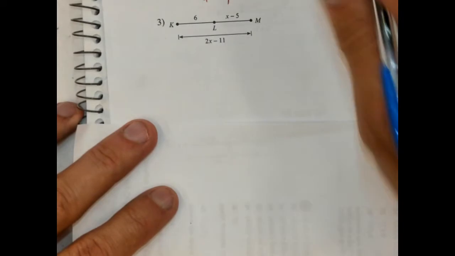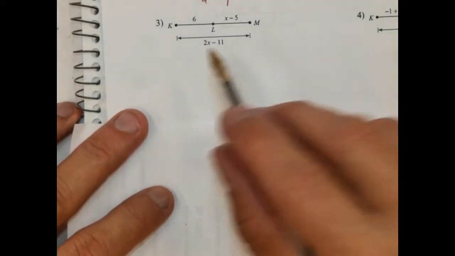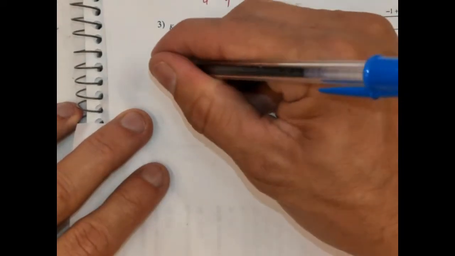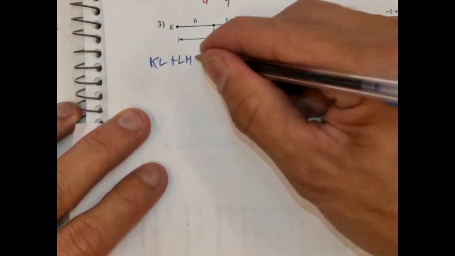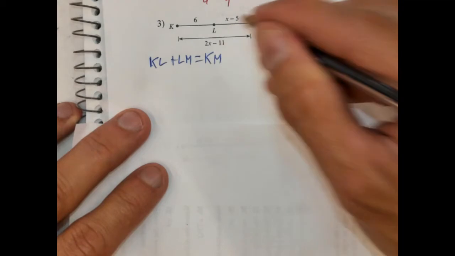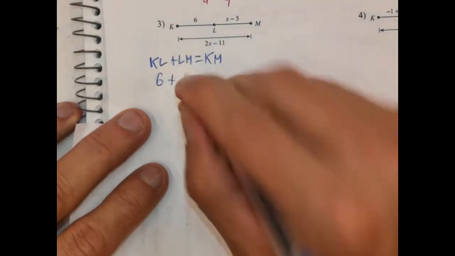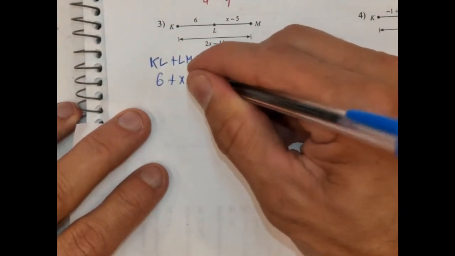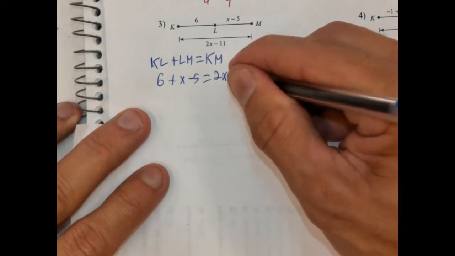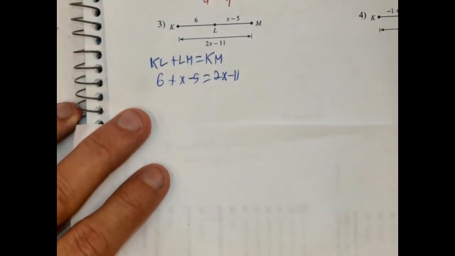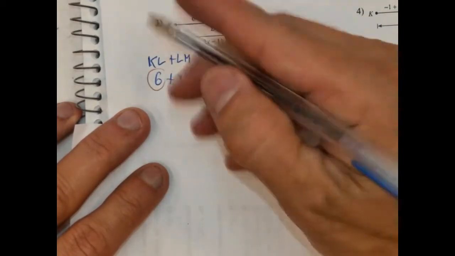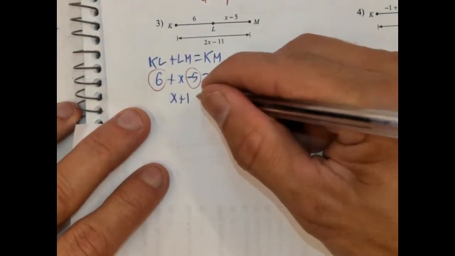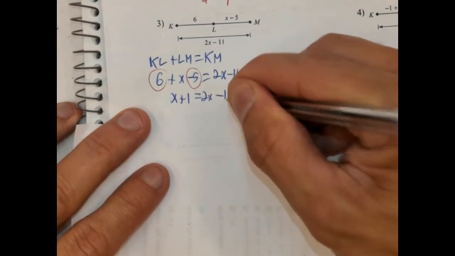So let's go down to 3 here. Same idea. We're going to set up the exact same way. So we're going to put KL plus LM equals KM. And then 6 plus x minus 5 equals 2x minus 11. And we're going to solve this algebraically. So we're going to combine like terms. So 6 take away 5 is, of course, 1. So x plus 1 equals 2x minus 11.